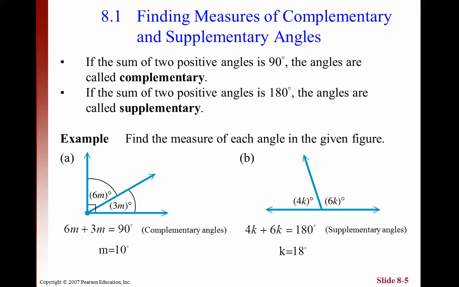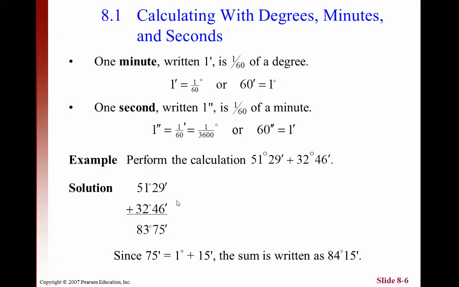Complementary and supplementary. If two angles add up to 90, they're complementary. If two angles add up to 180, they're supplementary. C comes before S, 90 comes before 180, so they're in alphabetical and numeric order. That's how I remember those. And you'll have some problems where you have to find the complementary and supplementary angles from each one. But if you remember those definitions, it shouldn't be too bad.